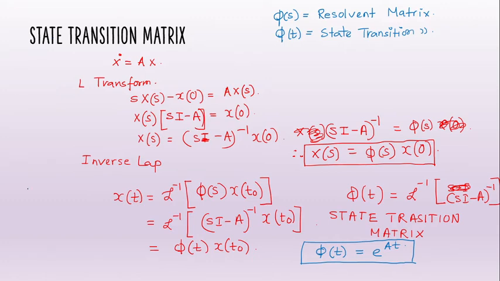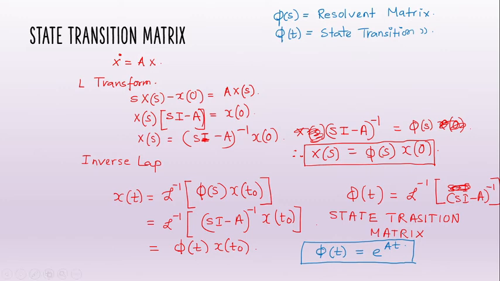So what we learn from this slide is that if we solve the homogeneous equation, we are able to get x(t), which is dependent on phi(t). This phi(t) is called state transition matrix, and it should have a value of e to the power At. When we are doing the process, we will get phi(s). What is phi(s)? Phi(s) means (sI minus A) inverse. This will be known as resolvent matrix. And if we take Laplace inverse of this matrix, we will get phi(t), and this phi(t) will be e to the power At.